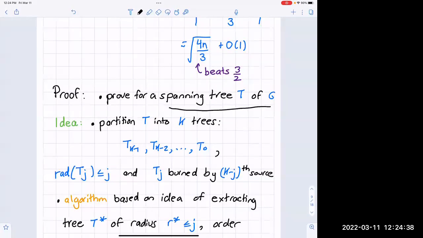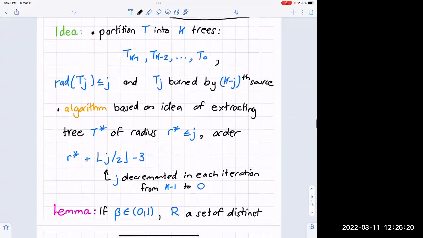So with T now, we're going to cover T by some subtrees. The subtrees are very specific in terms of their radius and their order, and I'll explain that. We're going to partition our tree into k trees. k is like our burning number that we're going to find: T_{k-1}, T_{k-2}, up to T_0. The radius of T_j is at most j. We're thinking of T_j, where j is just your index between k-1 and 0, as burned by the (k-j)th source. Initially, you have the kth source, then the (k-1)th source, and so on.